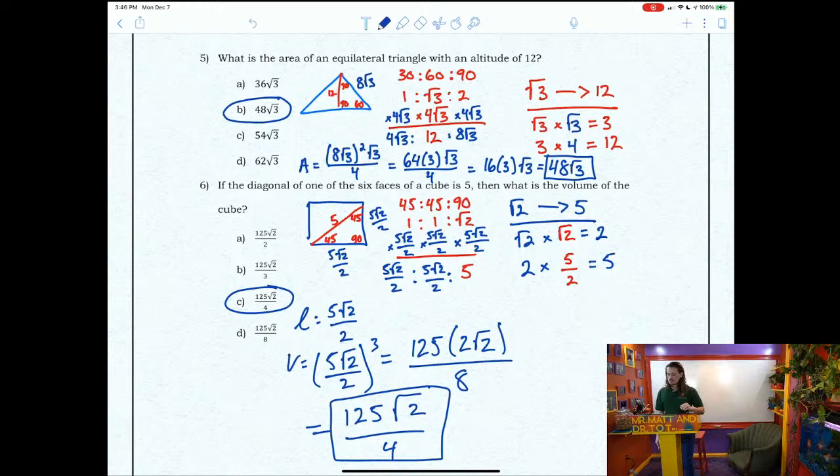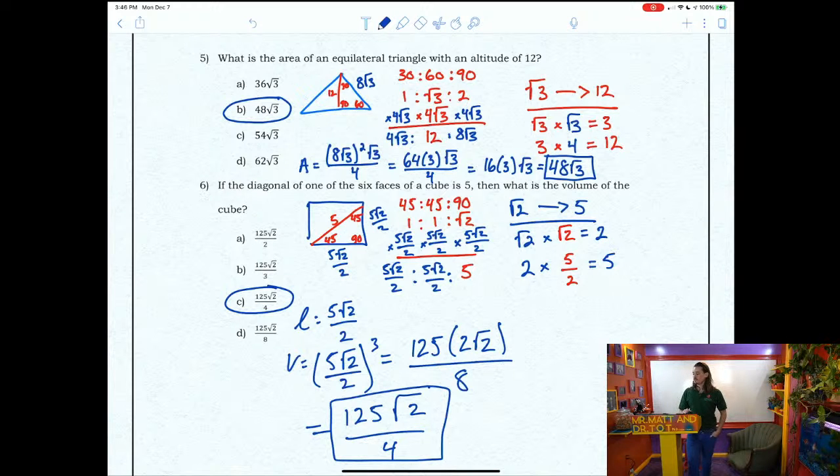Okay, so for number 5, they tell us that the altitude is 12. So we can split that equilateral triangle by its altitude and produce two 30, 60, 90 right triangles. We know, therefore, that the side length that's opposite the 60-degree angle measure is the same thing as the altitude of the equilateral triangle, and both of those, they tell us, is 12.